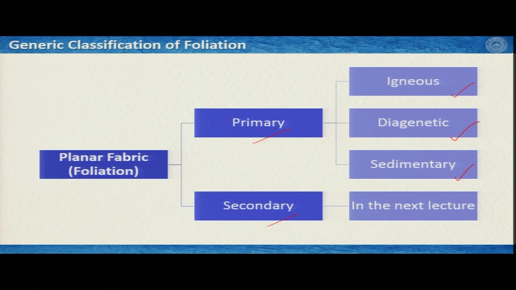Now, in the context of studying structural geology, these igneous and diagenetic foliations are not that important. However, I have a couple of slides to give you an essence of how they look, what their appearance is. But primary sedimentary foliations are important in studying structural geology, particularly in low grade rocks. And we will of course learn the secondary foliations and their classifications in the next lecture. So, let us have a look at these igneous, diagenetic and sedimentary foliations.